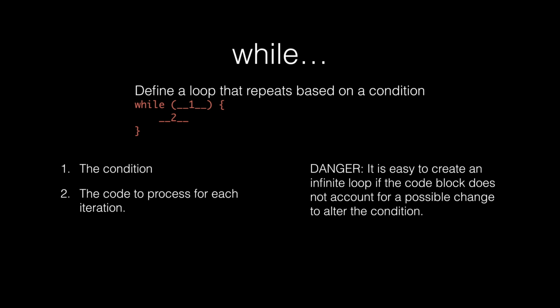This is called a while loop, and what we do in placeholder 1 is place the condition. And then in placeholder 2 we put the code to process. But remember, it is very easy to create an infinite loop by accident if we are not accounting for the possibility of the condition changing inside of placeholder 2. So there might be some point in placeholder 2 where we would change some variable that eventually makes the condition in the opening part become not true and thus discontinue the loop.